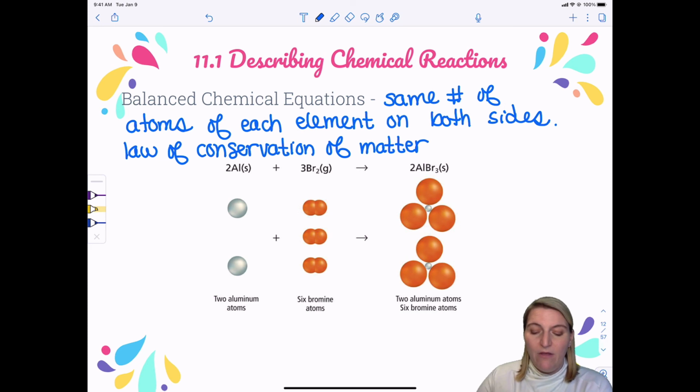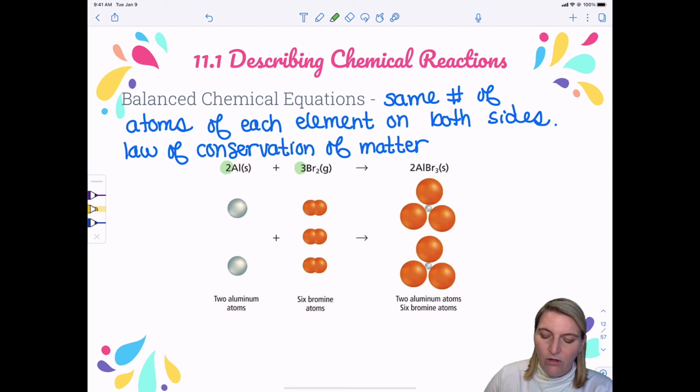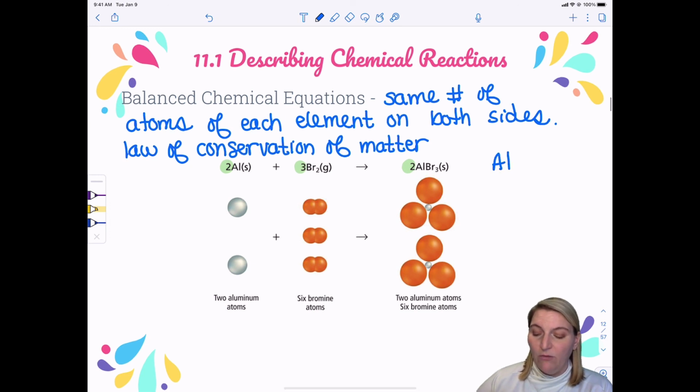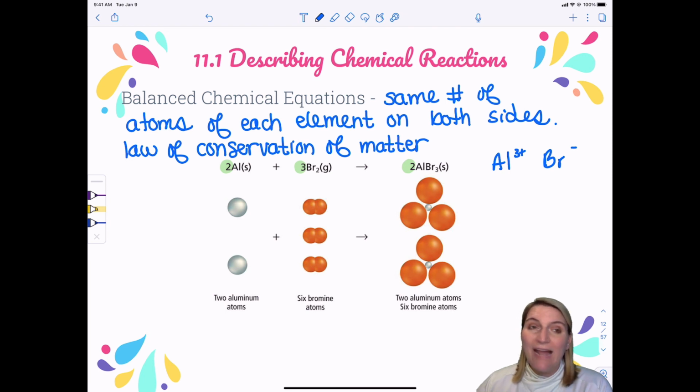And the only thing that we can change when we balance a chemical equation are just the coefficients. Remember, aluminum bromide is AlBr3. It's because aluminum is a 3 plus ion and bromine is a 1 minus ion. So it has to be AlBr3. It doesn't matter that there's 2 bromine on the left-hand side. It can never be AlBr2. But what I have to do is use coefficients in order to make sure that if I start with 6 bromine atoms, I'm going to end with 6 bromine atoms.